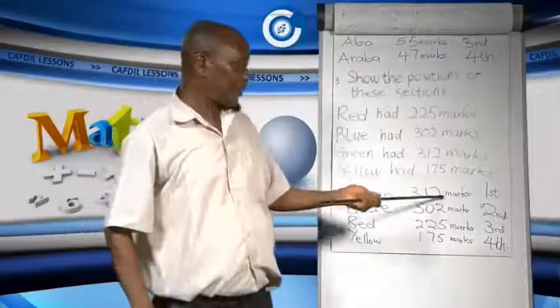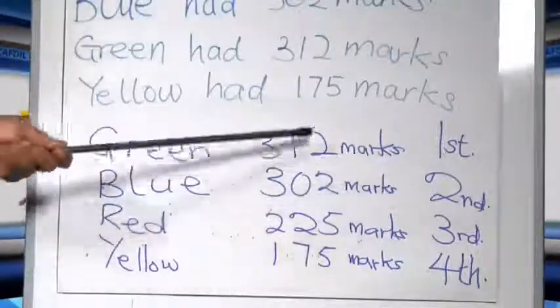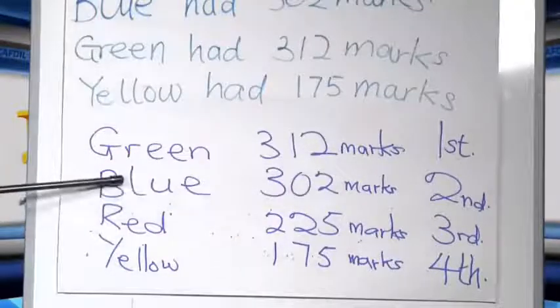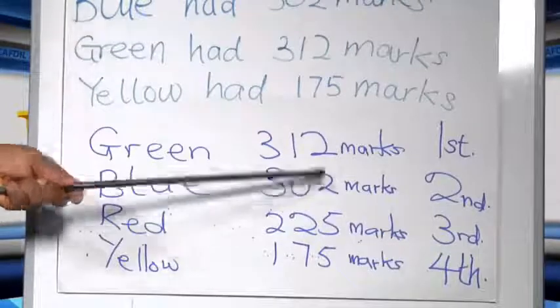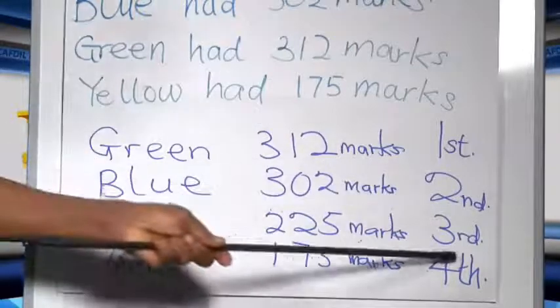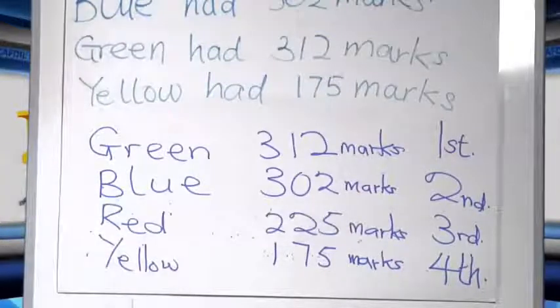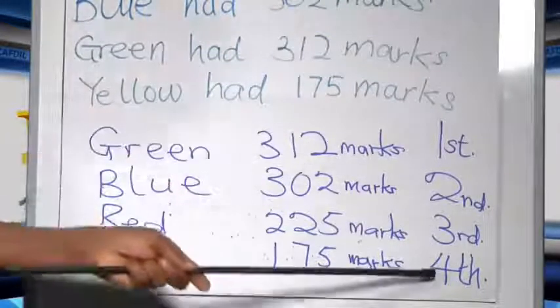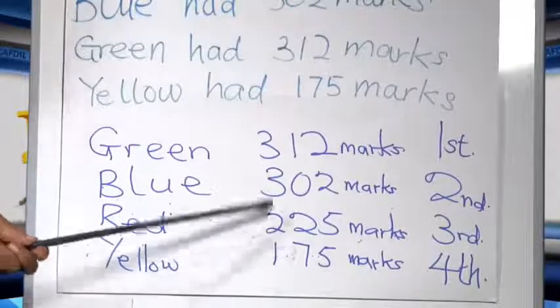So from the board, we see that green is first with 312 marks. Blue is second with 302 marks. Red is third with 225 marks. And yellow is fourth with 175 marks.